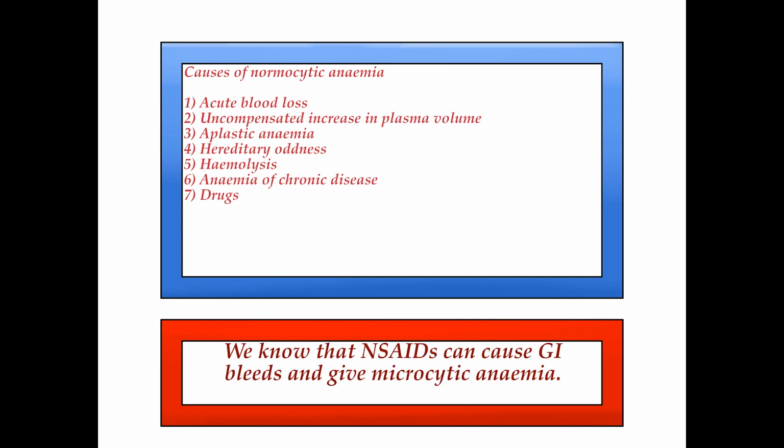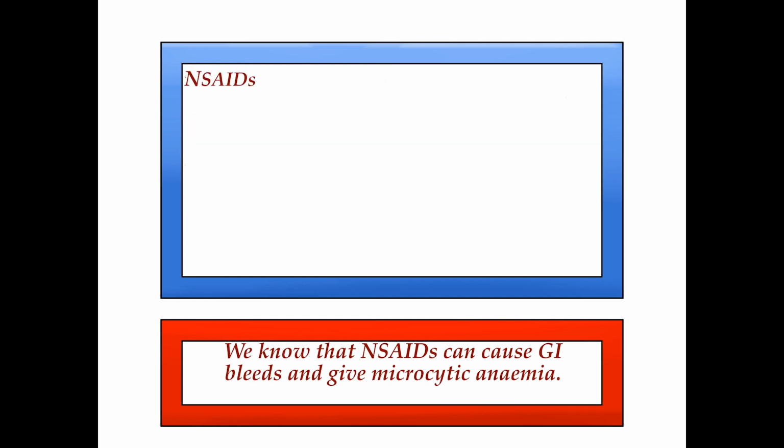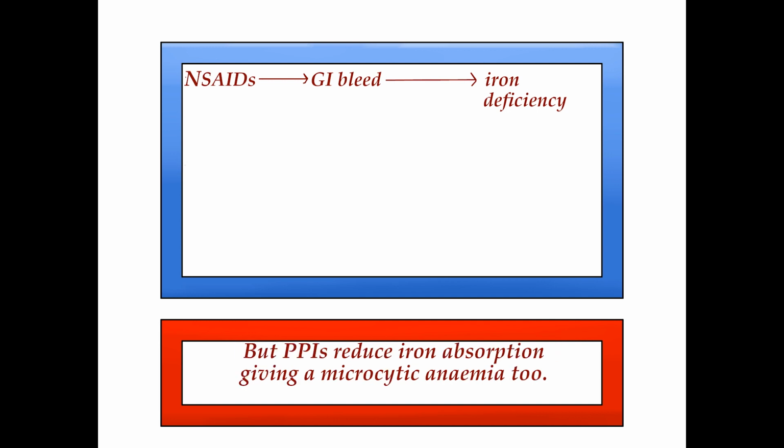Cause 7 is drugs, and now we're well into the causes that give more than one type of anemia. So best known is probably NSAIDs or anticoagulants that cause GI bleeds that lead to a microcytic anemia due to chronic iron loss. But when you stop the NSAIDs and start a PPI, that can lead to malabsorption of iron and cause a microcytic anemia instead.